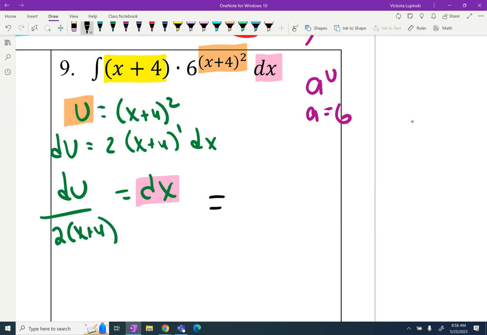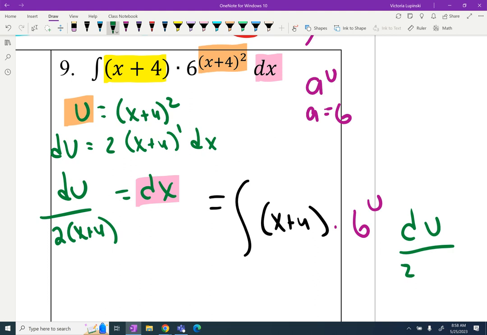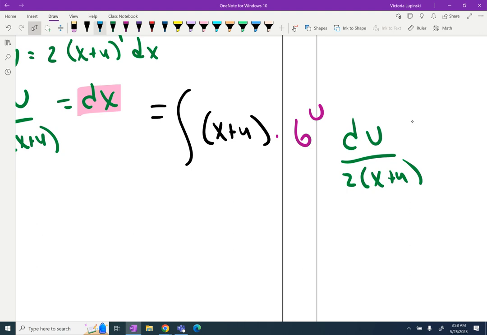So this becomes the integration of the original x plus 4 times 6 to the u times du over 2 times x plus 4. Again, it should be abundantly clear and obvious that you are doing this correctly because the x plus 4s do in fact cancel. When those x plus 4s cancel, don't lose that 2 on the bottom. Remember, it's really a 1/2.